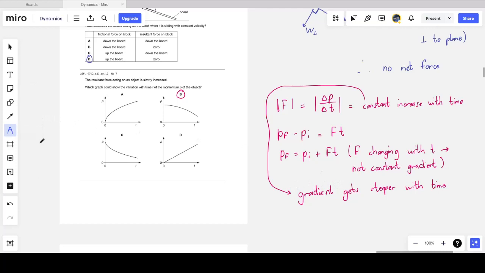As time increases, then the force increases. So the rate at which the momentum is increasing or decreasing gets greater, and so the gradient must get steeper. And you can see that's the only one that stands out in this problem. Just looking at the graphs might be a bit difficult to come to that conclusion, but with this mathematical understanding, with just one line you can understand, okay, force is the gradient of P versus T. As force increases, the rate at which the momentum is changing must change as well. And so that can only be option B.